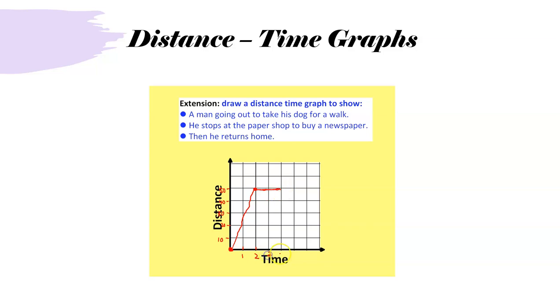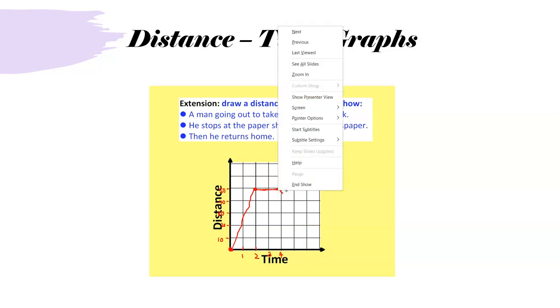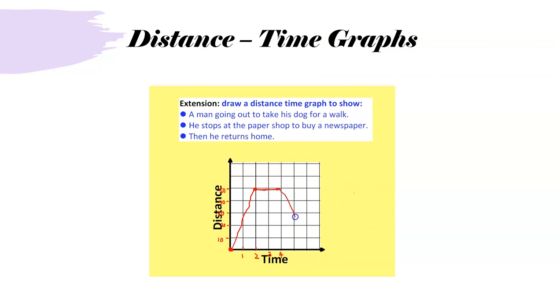So after another 2 minutes, he starts to go home. And remember, we want to decrease our distance from home as we walk towards home. So he might walk like this. And now he's back at home. So if this is 5 minutes and 6 minutes, and this is a little bit more than 6 minutes, it's taken him perhaps 6.5 minutes to get home, to go to the shop, buy his newspaper, and come home again.